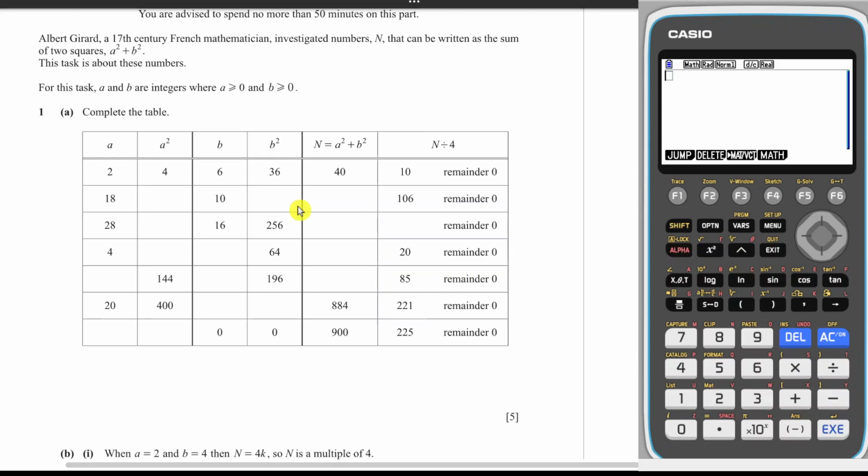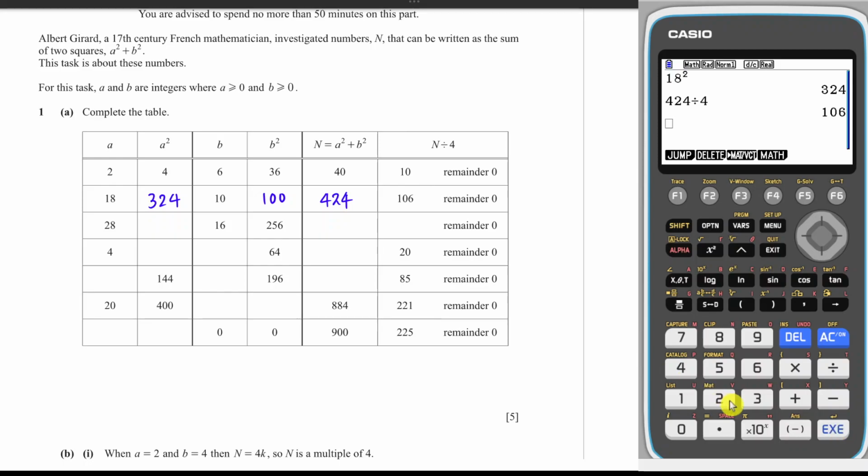This is pretty simple. The first row is already completed. For the second one, the number a is 18, so a squared is 18 squared. If you know the square, you can directly write it. 18 squared is 324. 10 squared is 100. Then I add the two. That gives me 424. And 424 divided by 4 gives you 106.